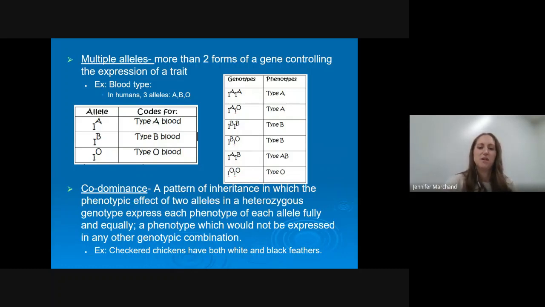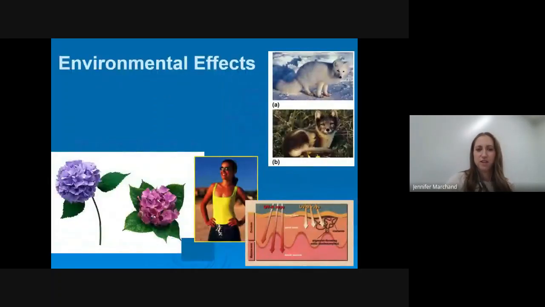Codominance is a pattern of inheritance in which the two alleles in the heterozygous genotype each express their phenotype fully and equally, a phenotype that would not be expressed in any other genetic combination. Like checkered chickens that have both black and white feathers. So both of them are expressed.